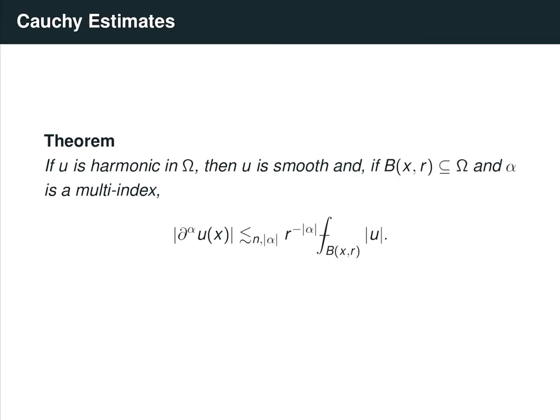Recall when I first defined harmonic functions, I assumed a priori that they were twice differentiable. But it turns out that if you have a harmonic function in the domain omega, then it's smooth. It has infinitely many derivatives. And moreover, there are nice estimates on the derivatives. If we have a ball B(x,r) contained in omega, and we have a multi-index alpha, then if we take the alpha partial derivative of u, this is at most some constant depending on the dimension of the ambient space times the order of the derivative we're taking, so the length of the multi-index alpha, times r to the minus alpha times the average of u inside this ball.